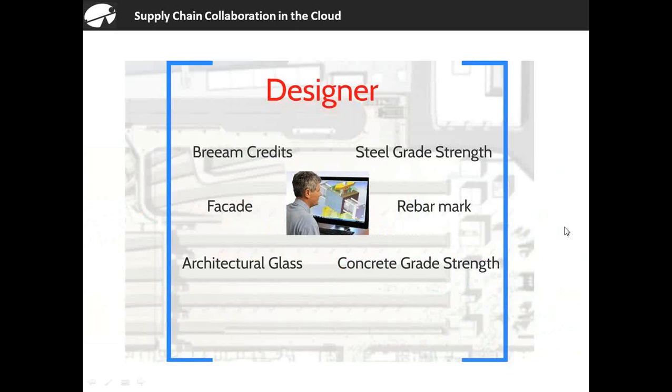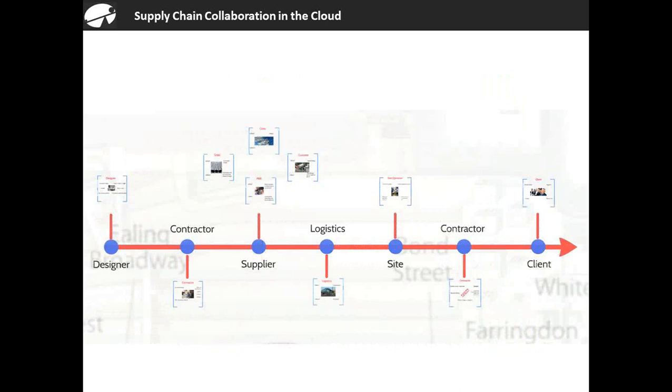Next. Okay, so a designer would normally assign design attributes to, let's say, rebar or concrete grade strength, and then this information is passed on from the 3D model onto the supplier. Next, please. And then obviously your supplier is going to contribute information on M&E assets. It could be your certificates, your steel grade strength information, your plant information if it's an architectural glass.